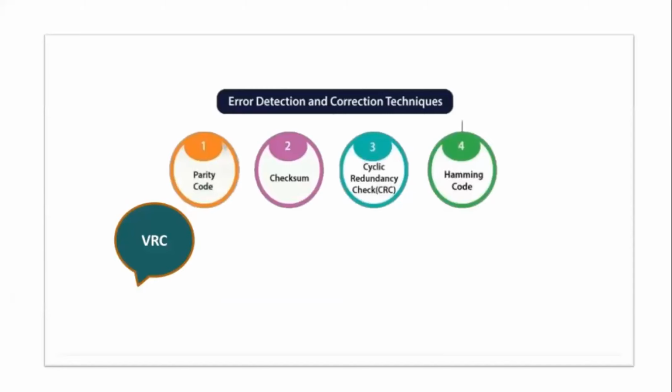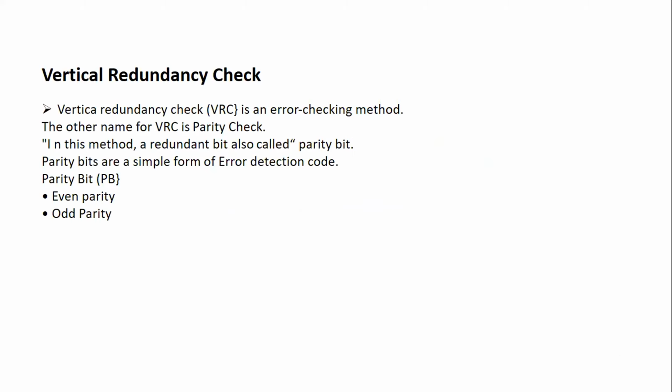Here in the error detection and correction technique, the VRC. First of all, I will check the parity. Second check is cyclic redundancy check, then the Hamming code. Vertical redundancy check. VRC is an error checking method. The other name of the VRC is parity check. In this method, the redundancy bit is also called the parity bit.